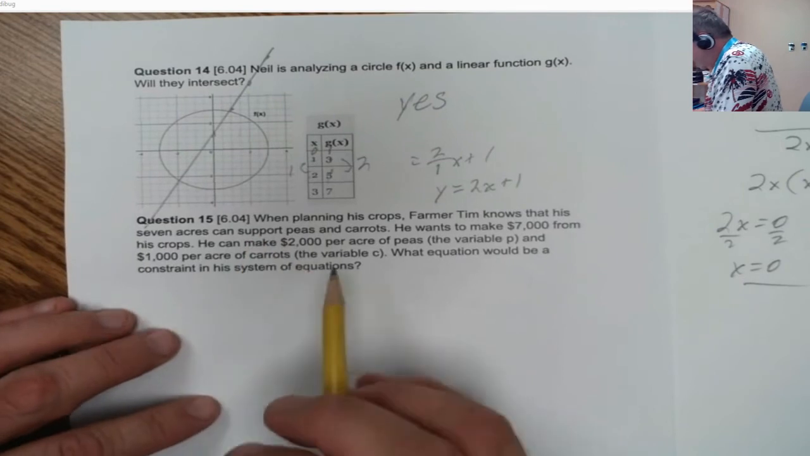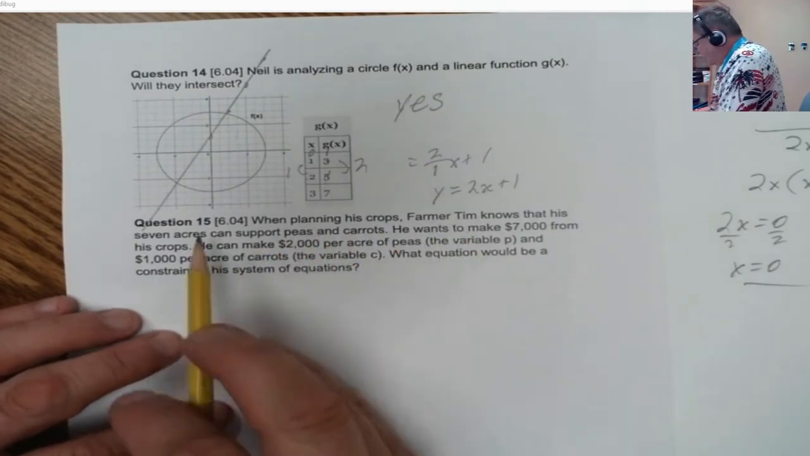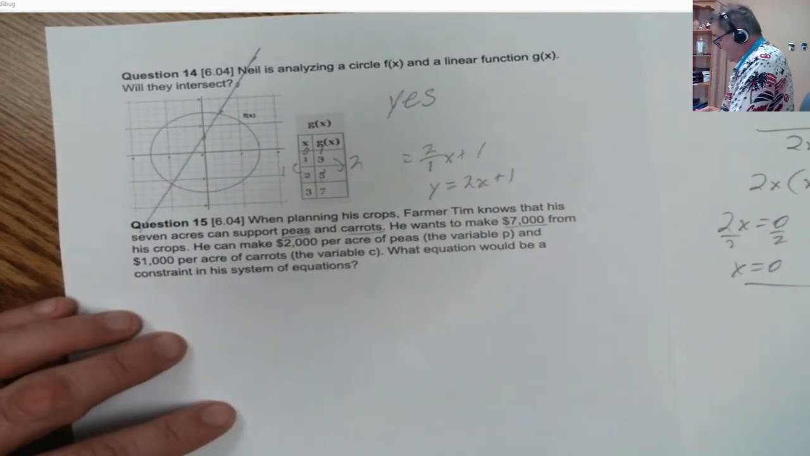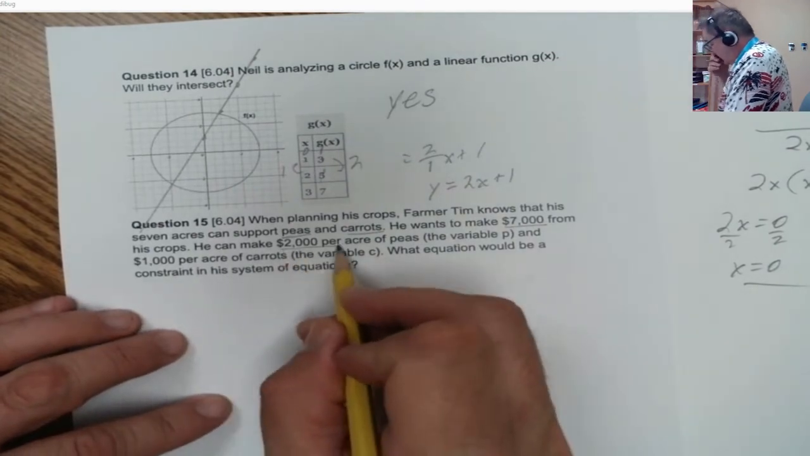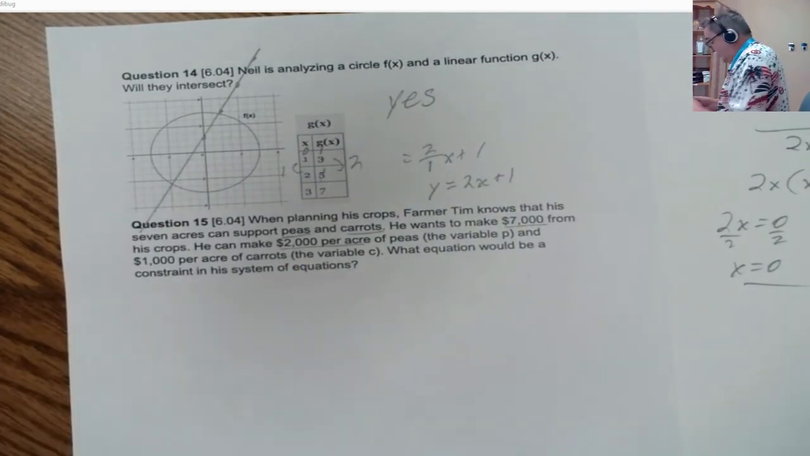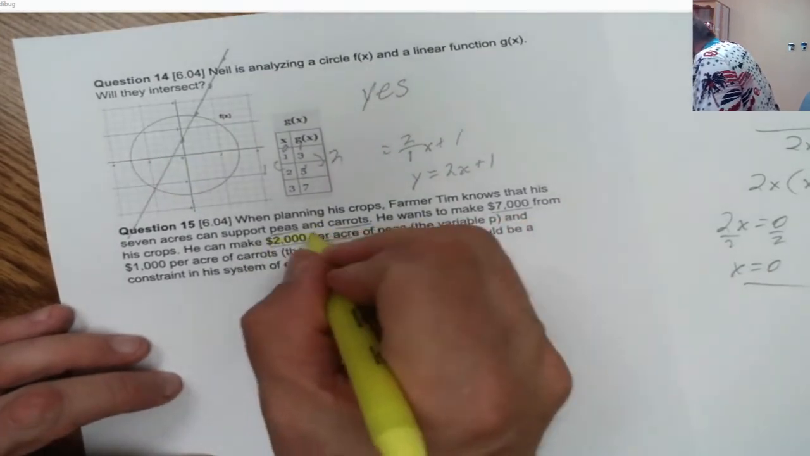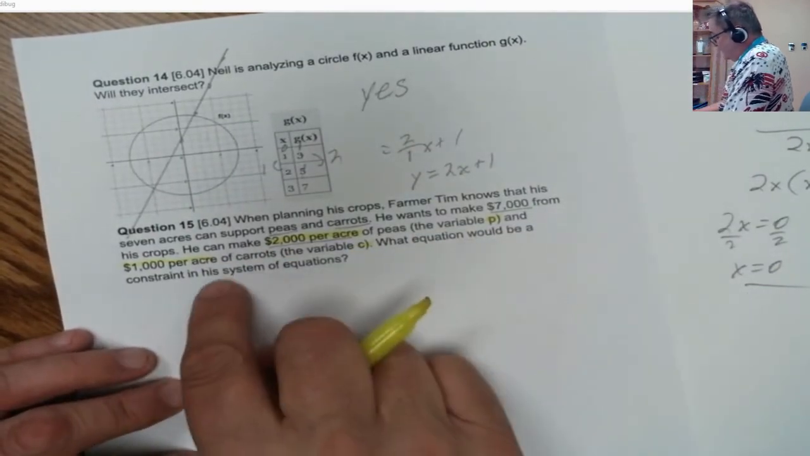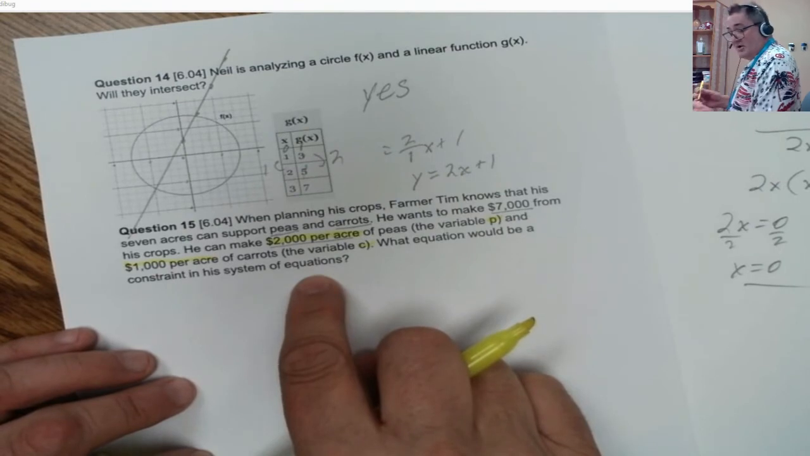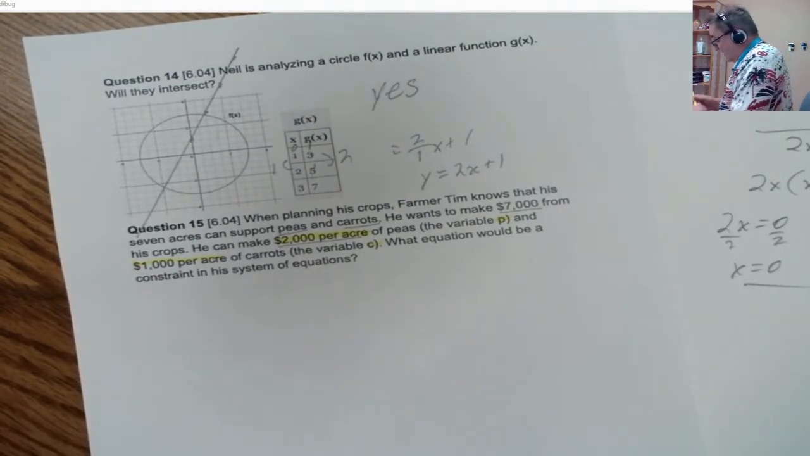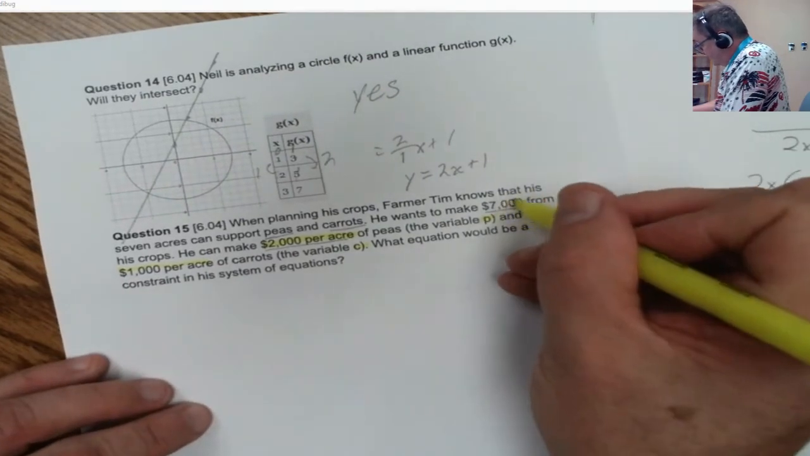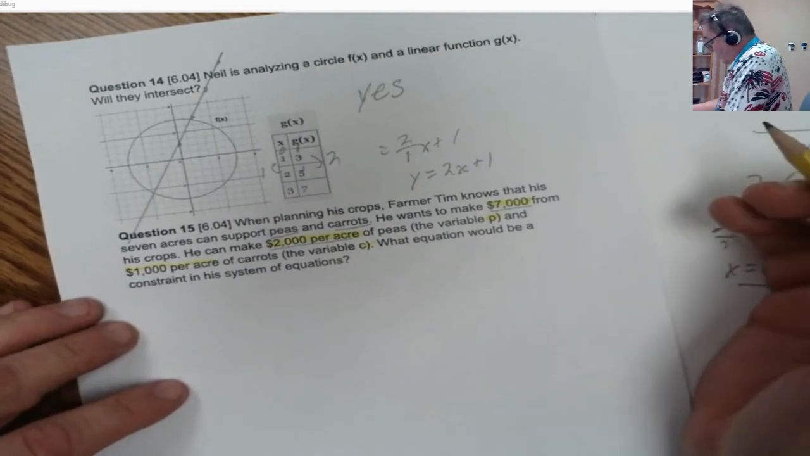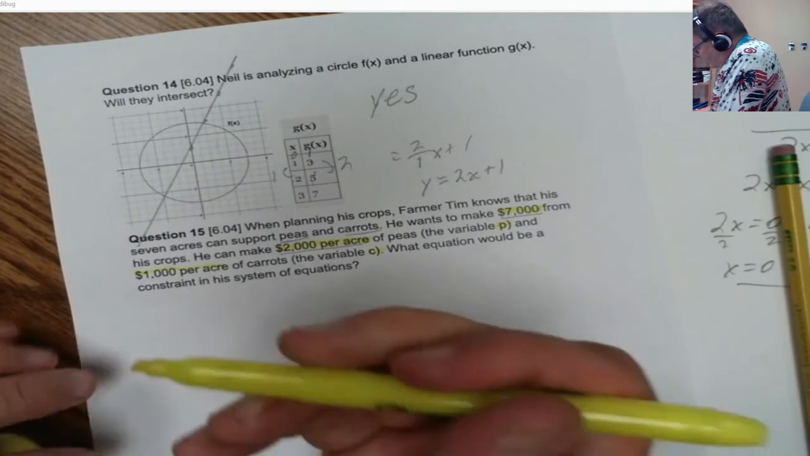Okay, last question. When planting his crops, Farmer Tim knows his 7 acres can support peas and carrots, and he wants to make $7,000. So he can make $2,000 an acre for peas, which is the variable P. So they're giving us the variables. $2,000 an acre for peas and $1,000 an acre for carrots. What equation would be a constraint in his system of equations? A constraint. Okay, so let's see. $7,000 is what he can make from his crops. So how big is his farm? His farm is 7 acres.